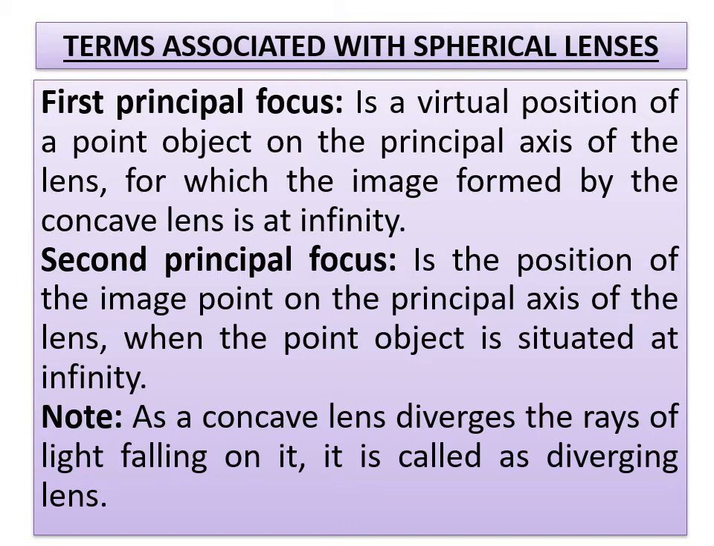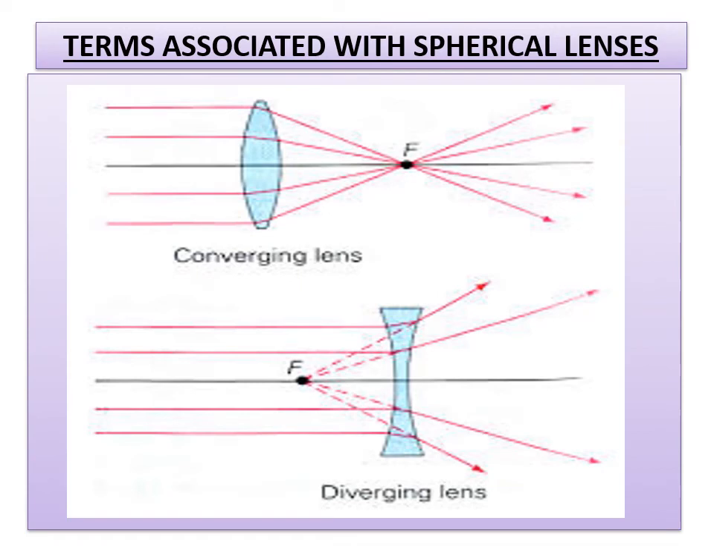As a concave lens diverges the rays of light falling on it, it is called a diverging lens. These are the parallel rays for the convex lens, and this is your principal axis, and this is your principal focus here. And these are the parallel rays. This is your principal axis, and this is your concave lens, and this is your principal focus. See what is happening there. I have taken only two lines above and below. Here many rays are there.